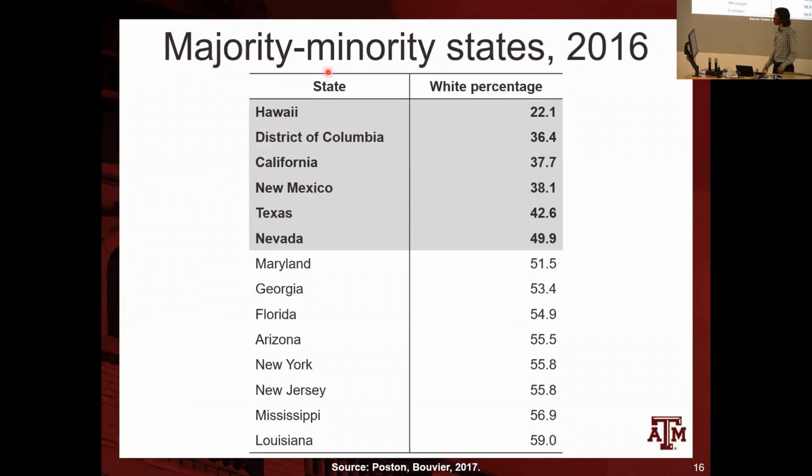So here in this table is the non-Hispanic white percentage. In 2016, we see the lowest percentages in Hawaii, DC, California, New Mexico, Texas, and Nevada, and other states that are almost below 50%.